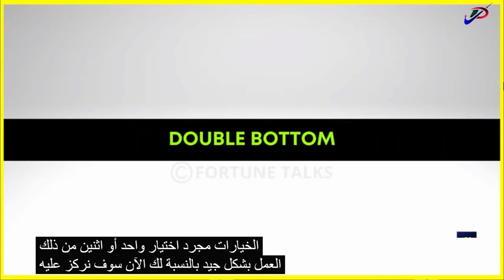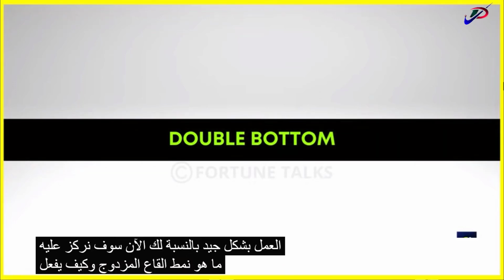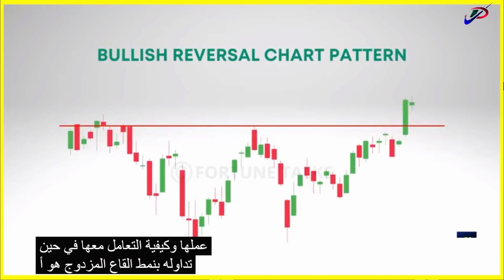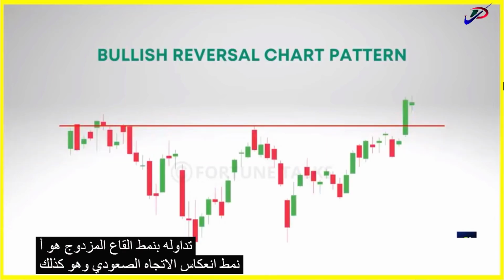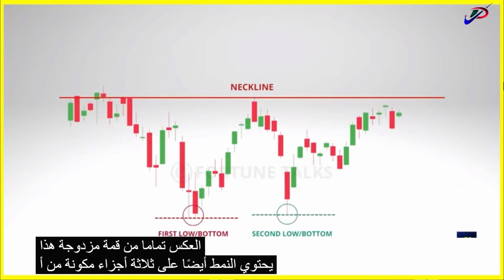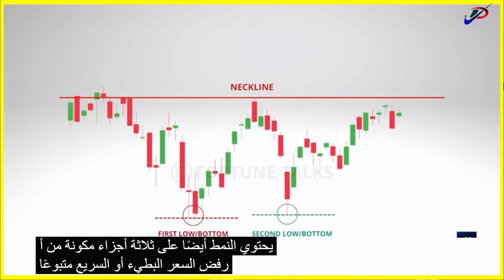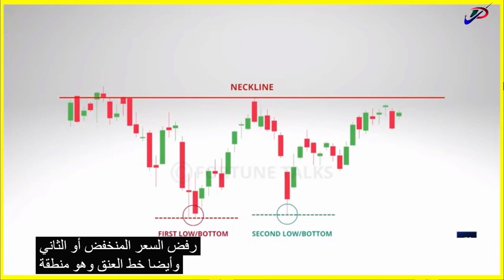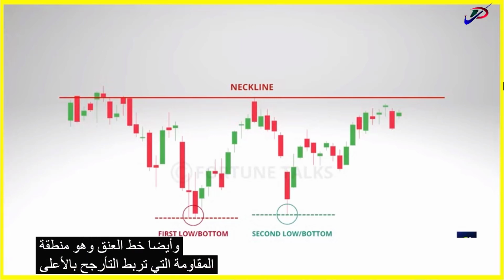Now we will focus on what a double bottom pattern is, how it works, and how to approach it while trading it. A double bottom pattern is a bullish trend reversal pattern and it is the exact opposite of a double top. This pattern also has 3 parts. It has a first low or first price rejection, followed by a second low or second price rejection, and also a neckline, which is an area of resistance connecting the swing high in between.